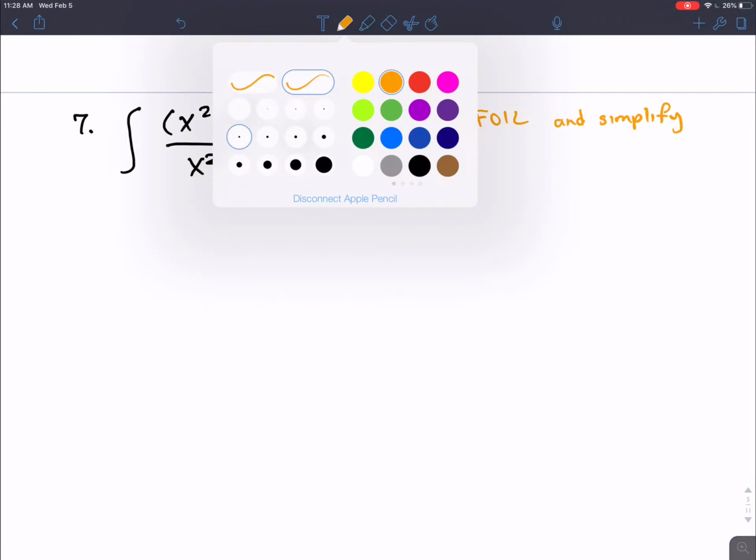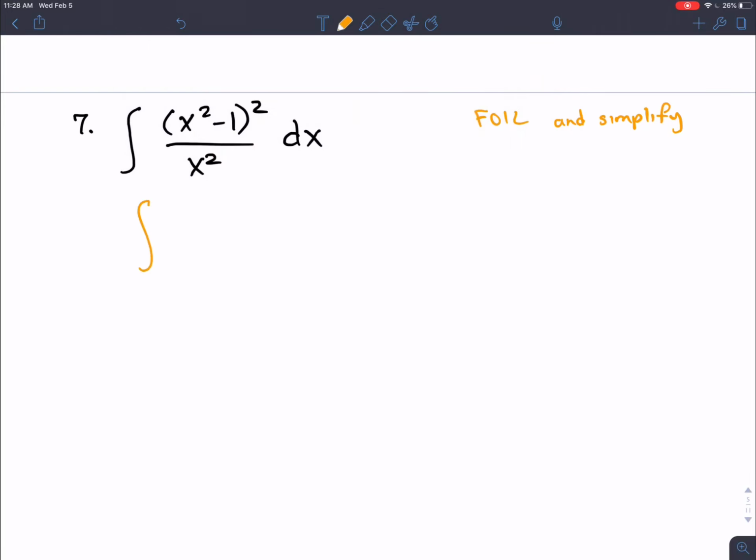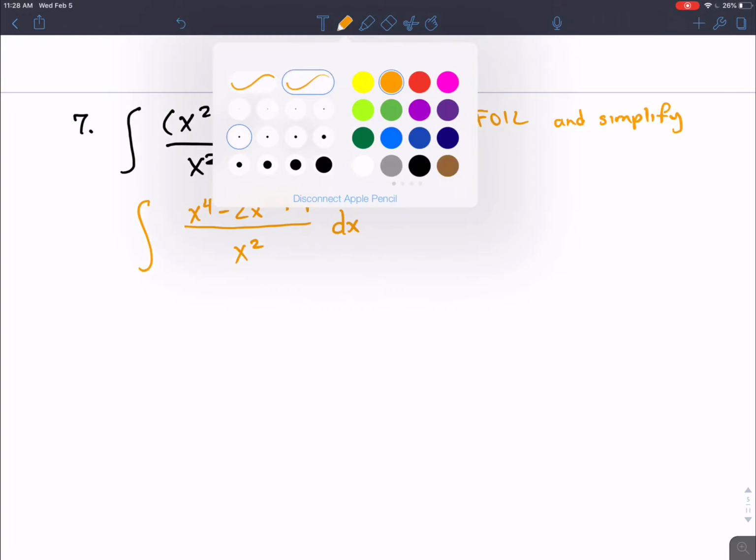When you get that and you rewrite it, let me put it in orange, I would have x to the 4th minus 2x squared plus 1. So FOILing out the numerator, you should get that, and then of course it's over the denominator. So our first step is we're going to FOIL and simplify.